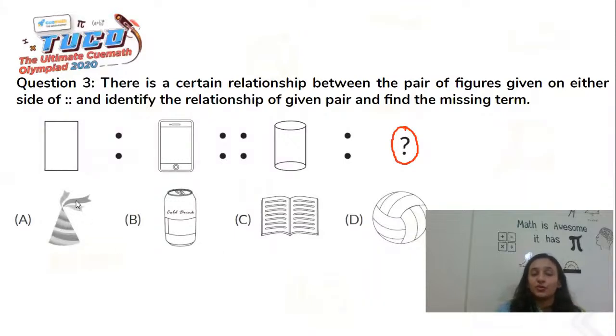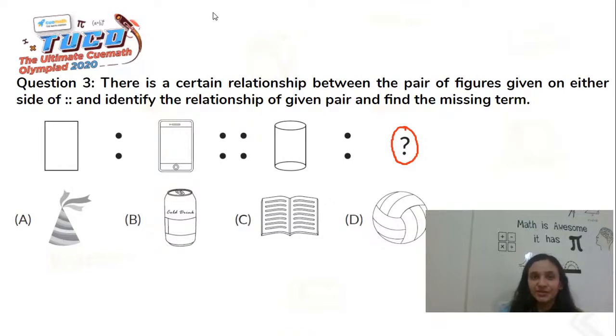Okay, so we'll first have to understand what is the relationship between the objects in the first pair. So in the first pair, we have a rectangle and the second object is a mobile phone. If we look at it, they are of the same shape. A rectangle and a mobile phone are of the same shape. So a cylinder matches with which of the following shapes given in the four options? A cylinder doesn't match with a cone, but it definitely matches with a cold drink can. It doesn't match with a book, and it doesn't match with a bowl which is in the shape of a sphere.